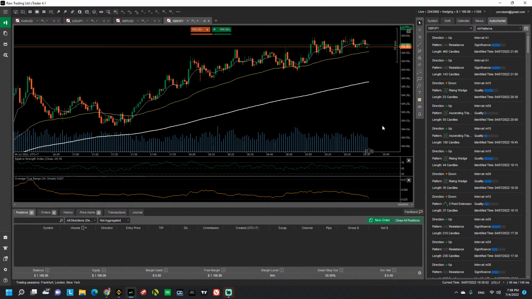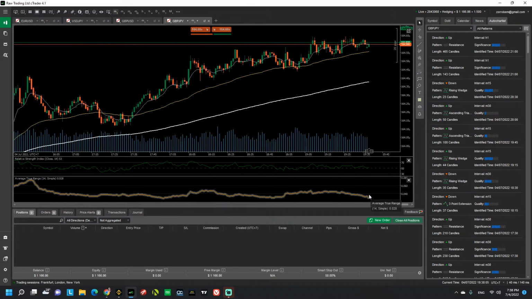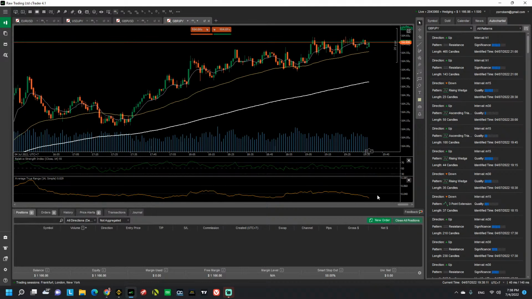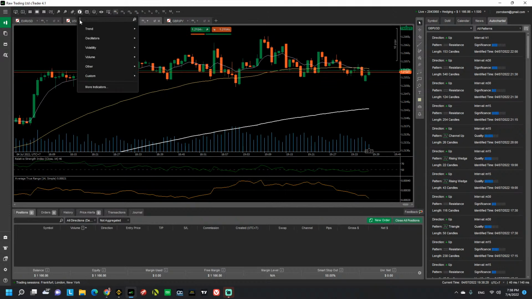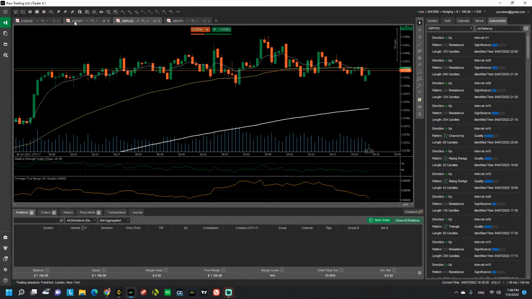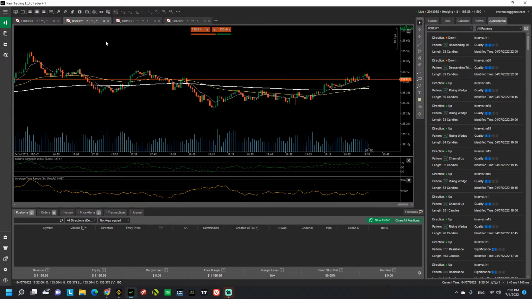What I'm looking for is divergence in the RSI. Also, if the average true range is either high or low. So usually when it's low, I'll be trading with the 1 minute chart. If the average true range is low, I'll be looking for reversals. If it's high, I'll be looking for continuations.